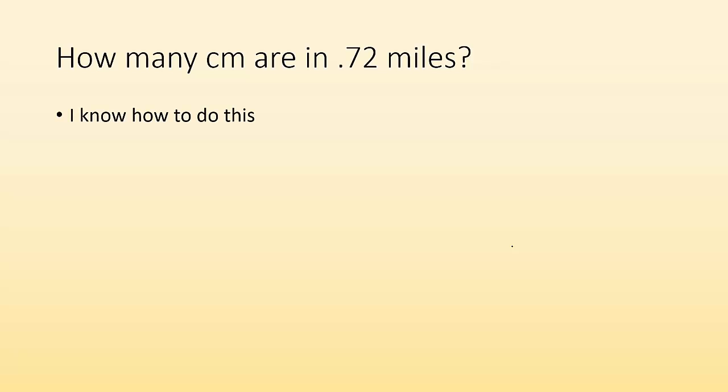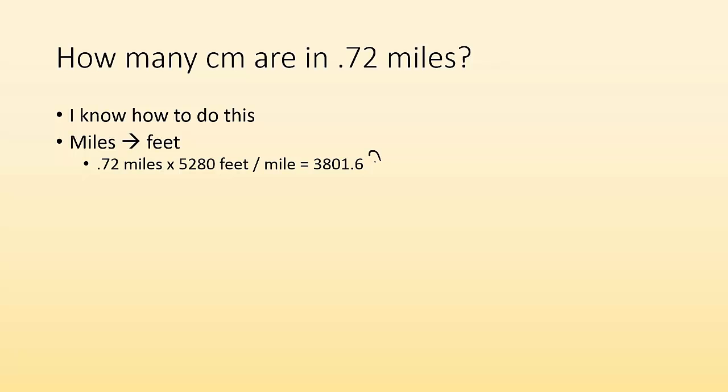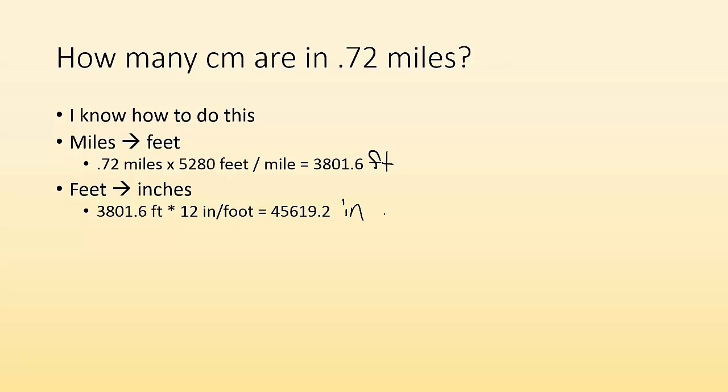Well, you may be thinking, I know how to do this. I can convert miles into feet, and I'm going to use my conversion factor of 5,280 feet per mile. So I'm going to do 0.72 times 5,280 feet per mile, and I'm going to get 3,801.6 feet, right? And now I'll write that big ugly number down, and then I know how to do feet to inches. I can multiply my feet by 12 inches in a foot, and I end up with 45,619.2 inches, another big ugly number.